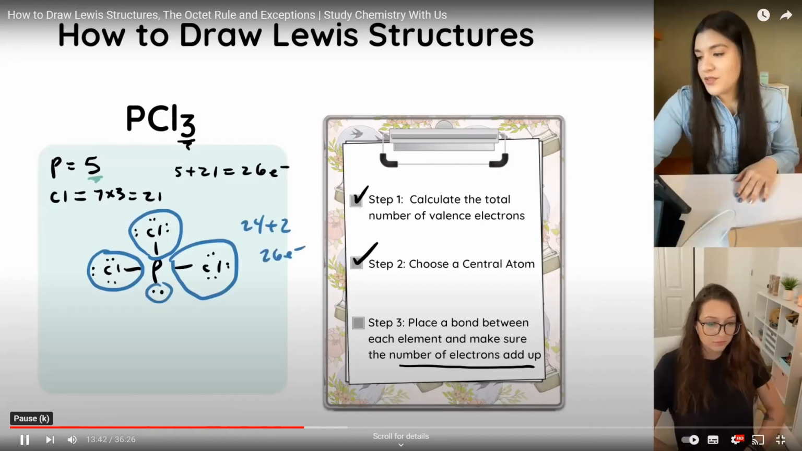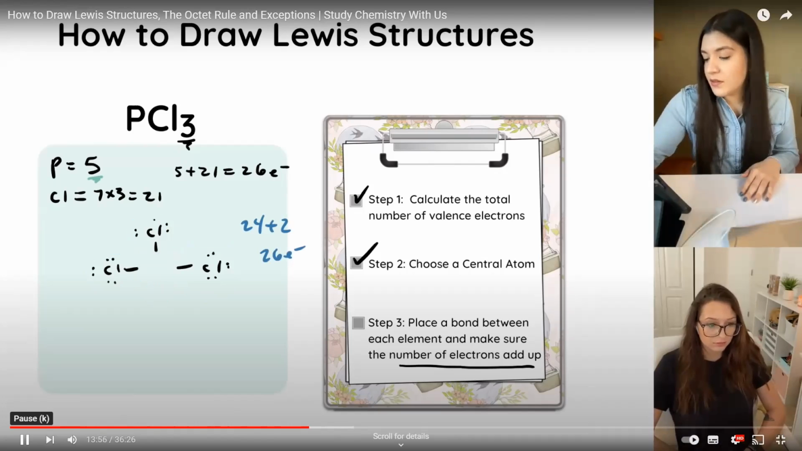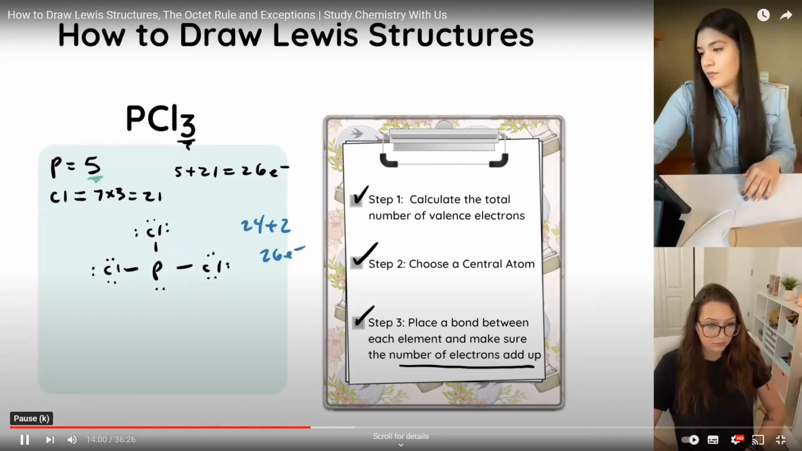I know there are so many things that I'm throwing at you, but this is essentially the concept of drawing Lewis structures. Yeah, no, that makes sense. Perfect. Okay, you get the point. And it looks something like this. I just want to leave it. Cool. Moving on.